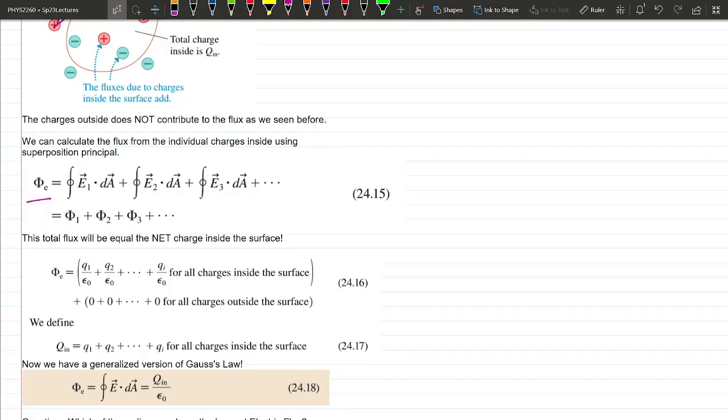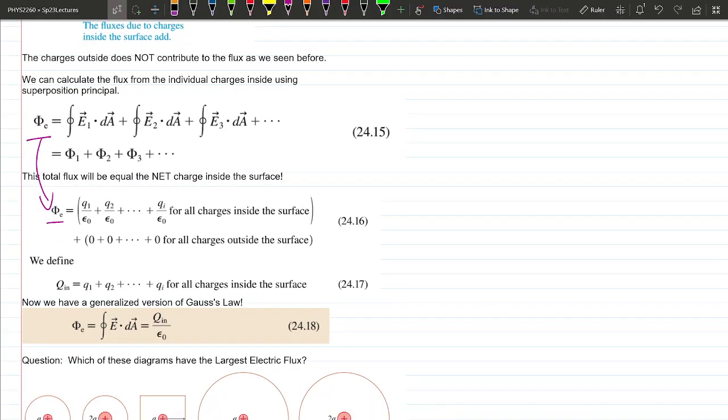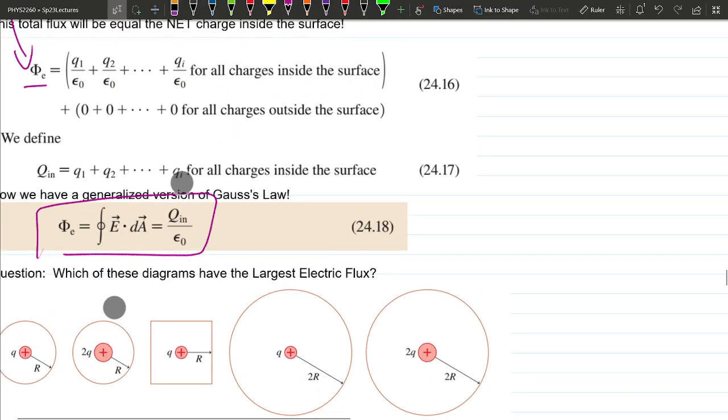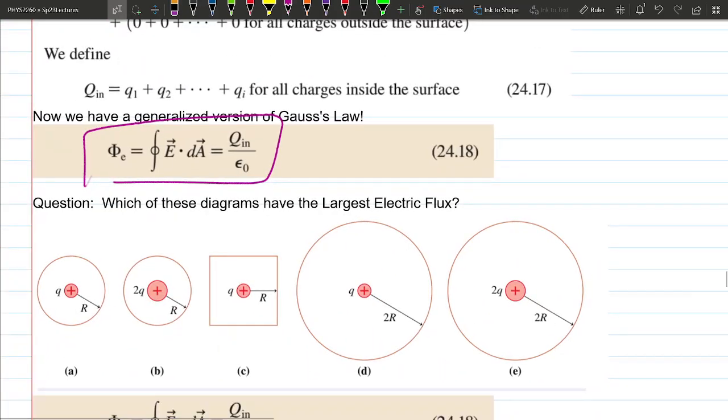So the electric flux you calculated from all these different electric fields just adds up to all the little charges that you happen to enclose in that surface, which is nice. And this is the general equation, basically just Gauss's law.